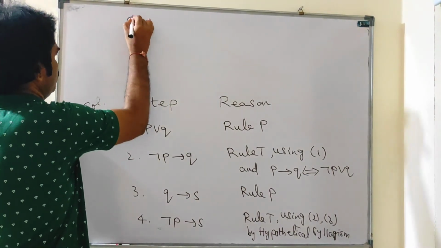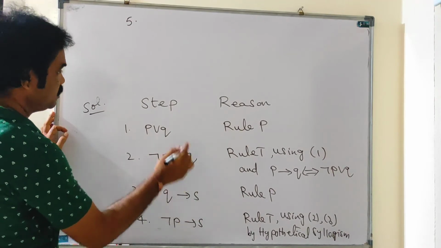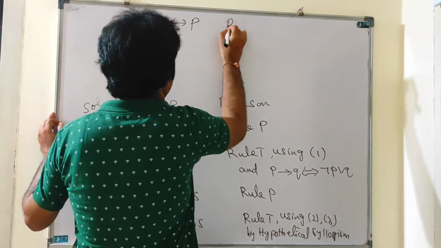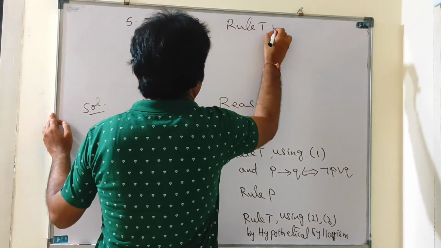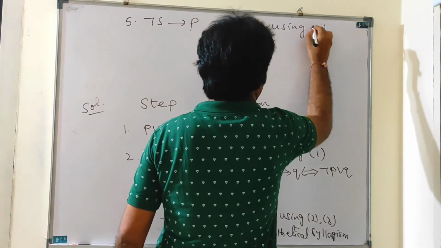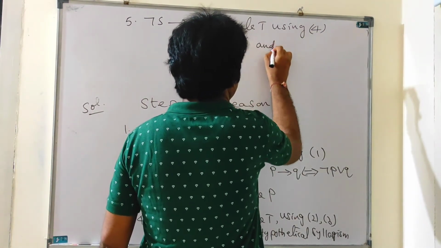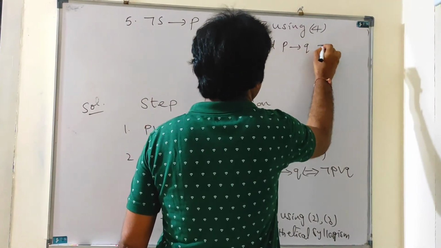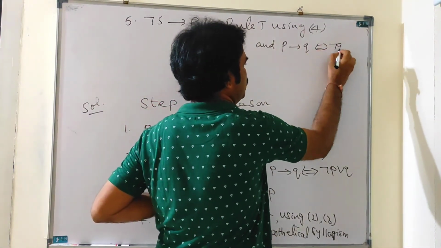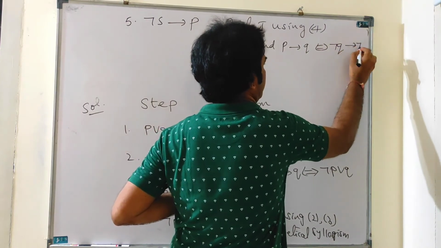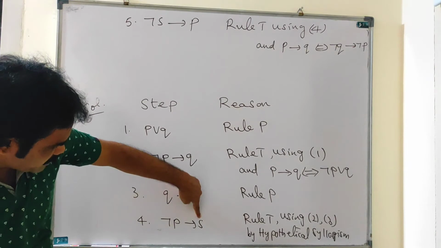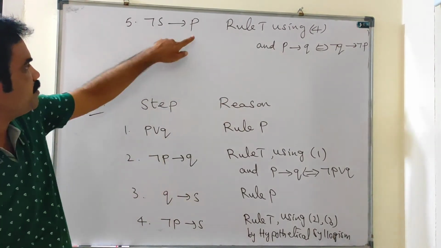Next step. Take its contrapositive. That is negation S implies P. Rule T, using 4. And what is the reason? An implication is equivalent to its contrapositive. P implies Q is equivalent to negation Q implies negation P. Hence this is equivalent to negation of S implies negation of negation P, which means P.